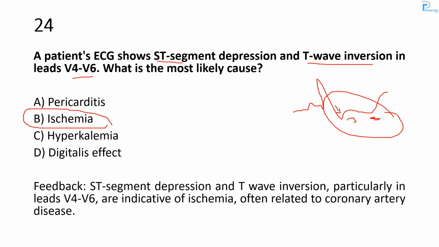In pericarditis, we see ST elevation. In hyperkalemia, we see tall peaked T waves. In digitalis, there will be scooping of the ST segment.